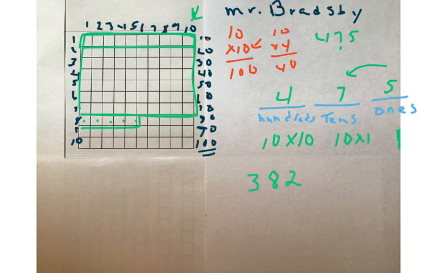And the way that it's read, 475, here's another number. It's read 382. There's no ands or anything in there, 382. So it'd be 3 of these hundreds, 8 of the tens, and just 2 little ones. 382.